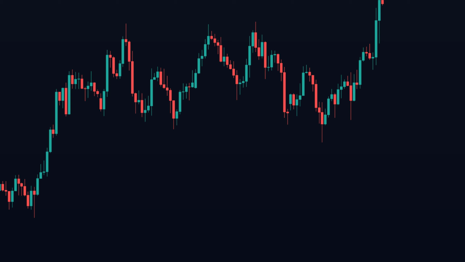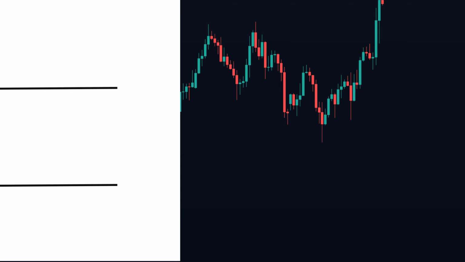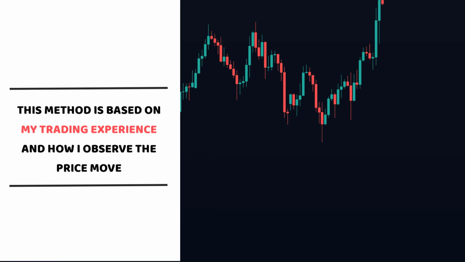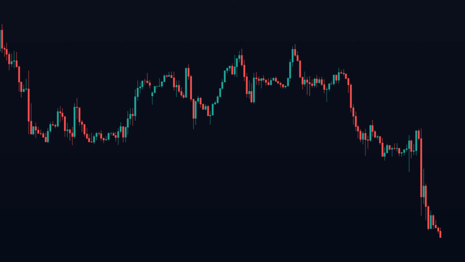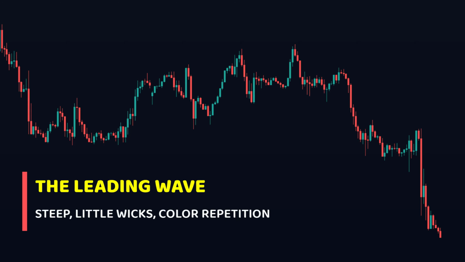To be frank, I don't read a lot of books. This method is based on my trading experience and how I observe the price move. After that, I summarize it to make my own effective strategy. Firstly, we need to know about the term called the leading wave. It's usually a steep wave where the candlesticks have little wicks, and there is a color repetition.